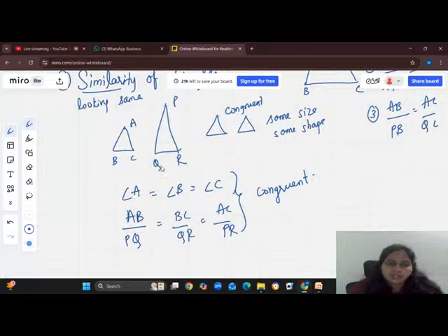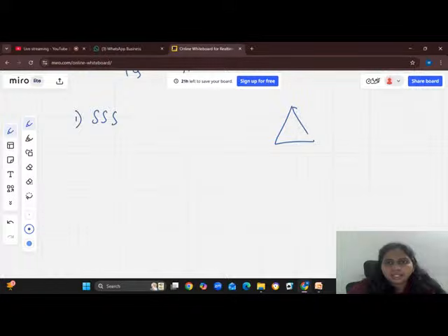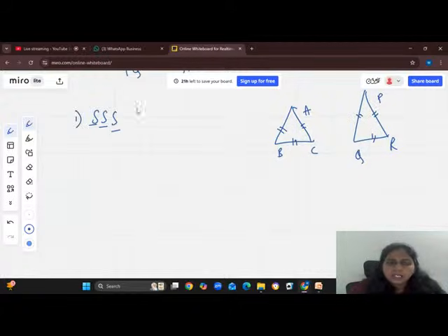But for similar triangles, we have three conditions. Let me tell you quickly what those are. The first one is the side criterion. If I take a triangle ABC and a bigger triangle PQR, and if AB by PQ, BC by QR and AC by PR are equal, then we can say both triangles are similar. Don't bother about the angles.